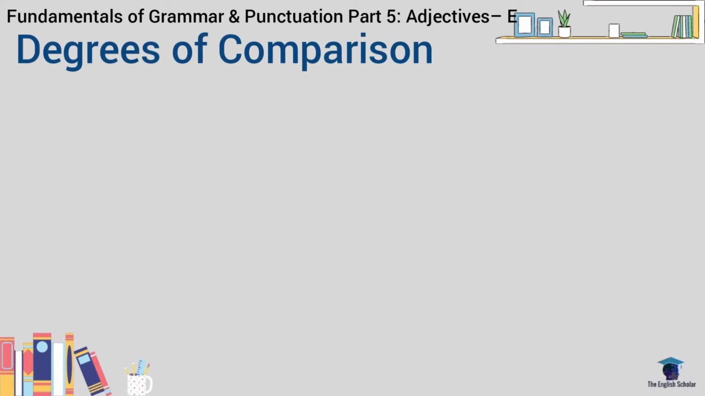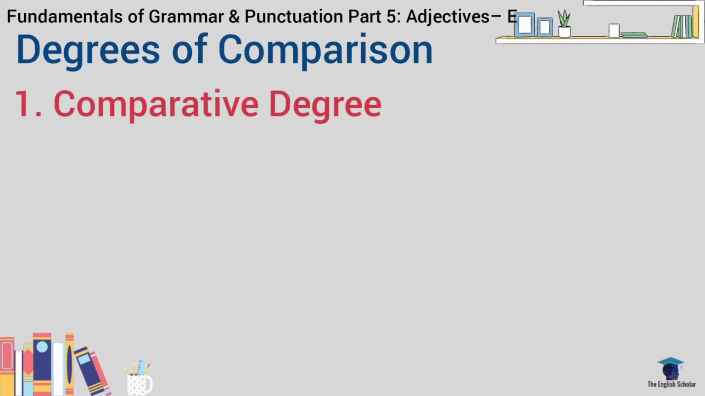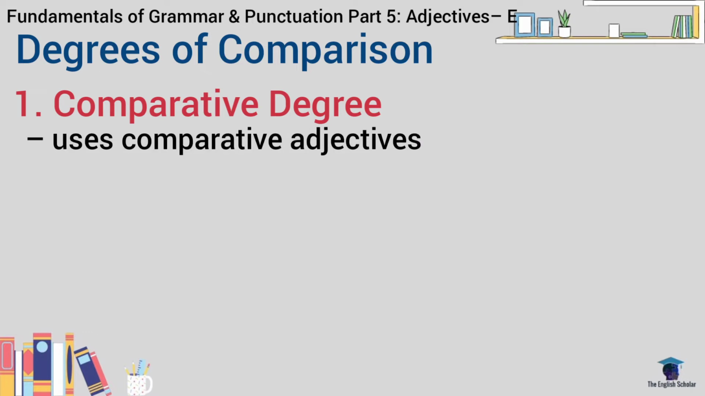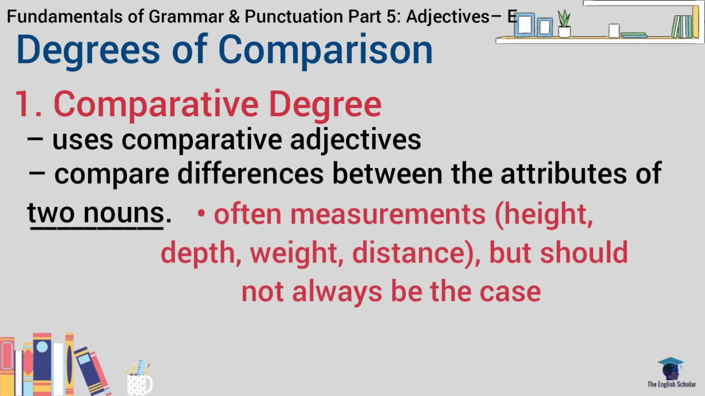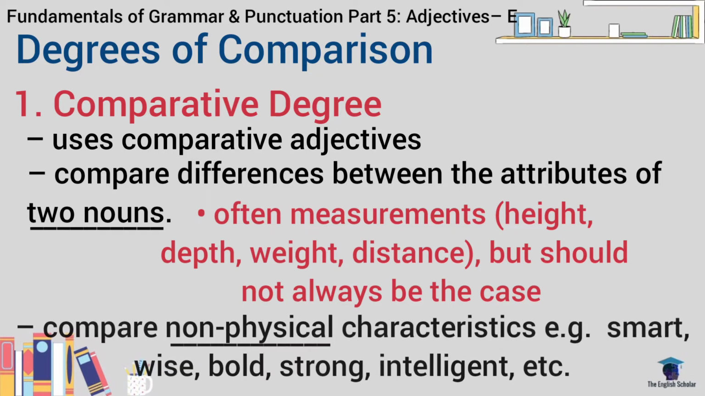There are 2 degrees of comparison. 1. Comparative degree. Comparative degree uses comparative adjectives. These comparative adjectives are used to compare the differences between the attributes of 2 nouns. These are often measurements such as height, weight, depth, and distance. But they don't always have to be. We can also use comparative adjectives to compare non-physical characteristics like smart, wise, bold, strong, intelligent, and many, many more.